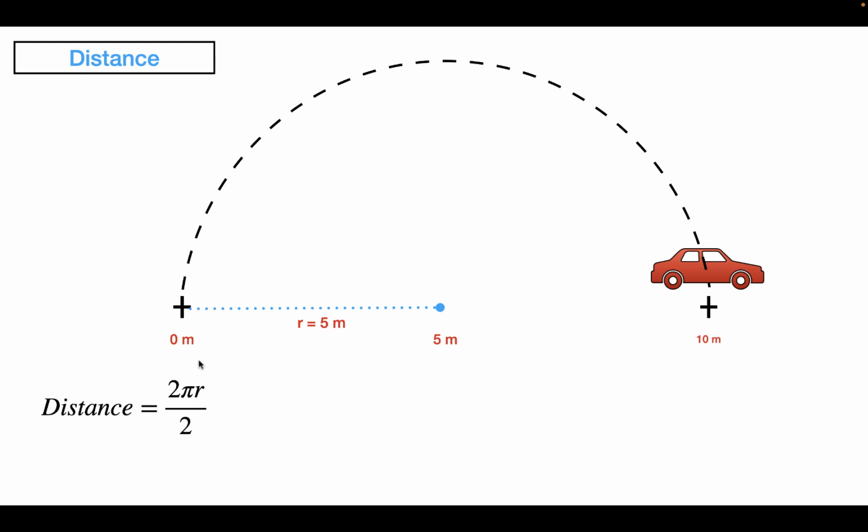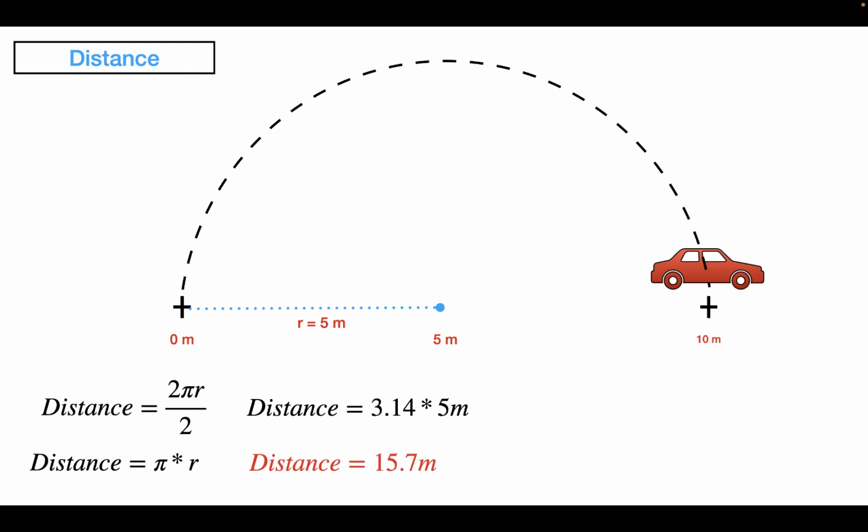We use 2 pi times r because 2 pi times r would give us the circumference of the circle. But since this is only a half circle, we divide it by 2. So as a result, the equation is equal to pi times r. If you were to input those values, where pi is approximated as 3.14 and the radius is equal to 5 meters, what you would get is a distance traveled of 15.7 meters.